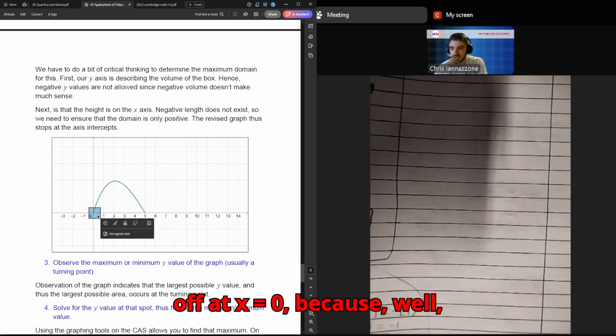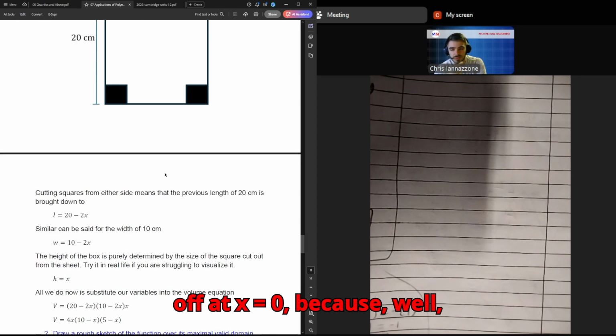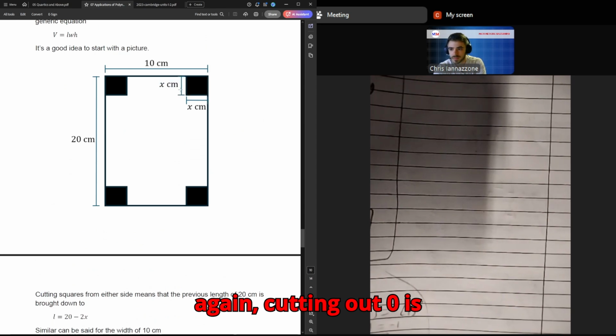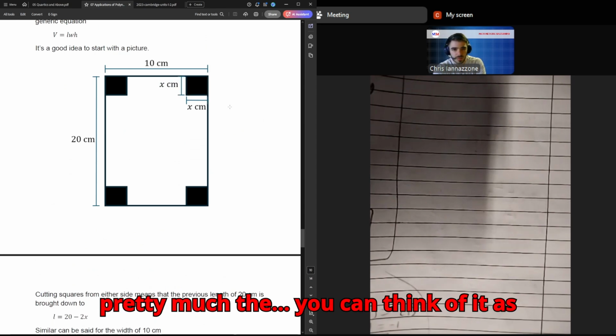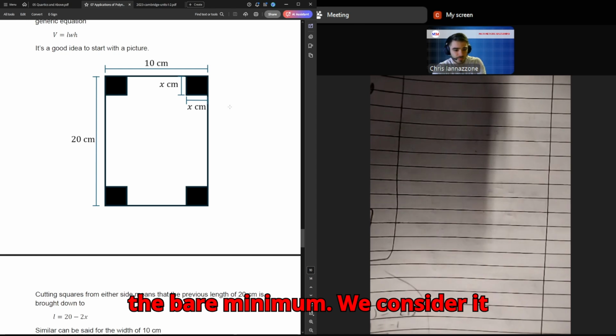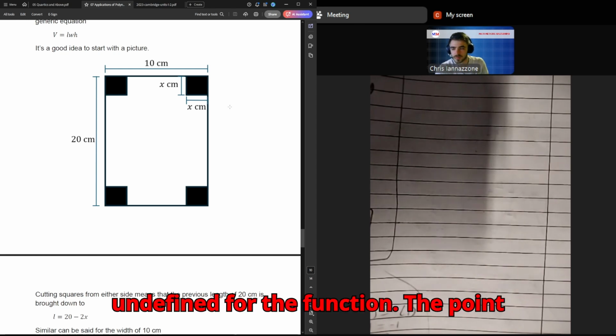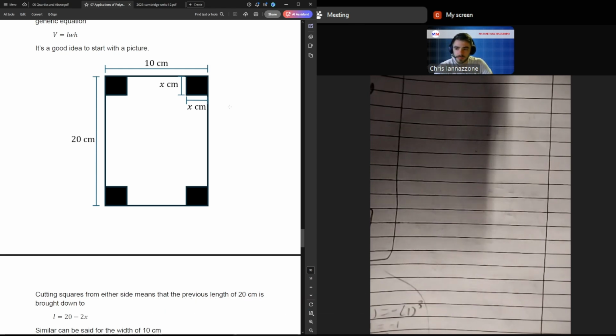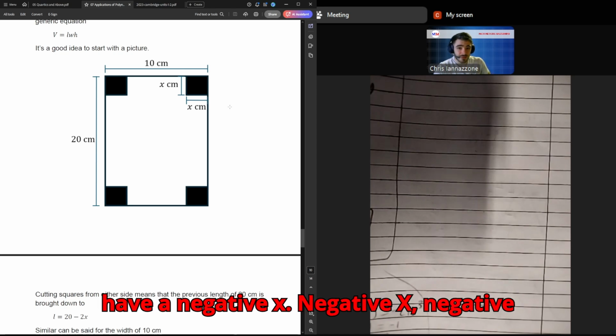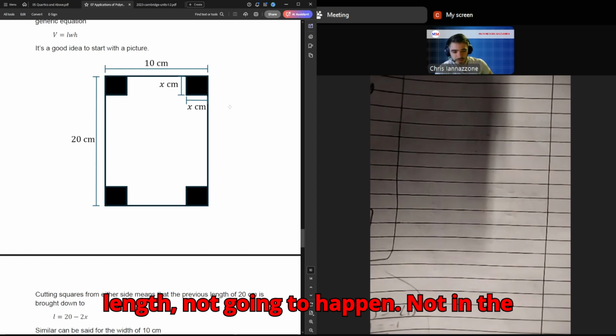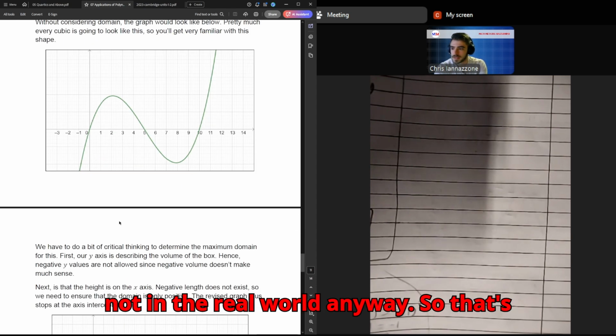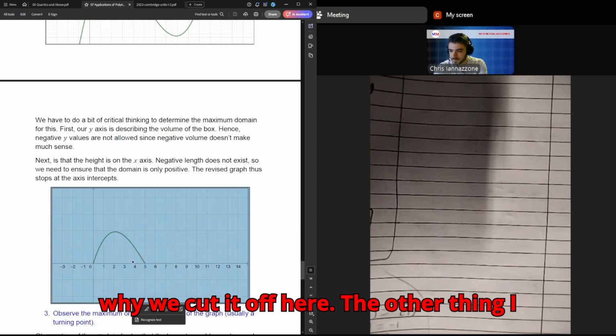We should also cut it off at x equals 0 because, again, cutting out 0 is pretty much the bare minimum. We consider it undefined for the function. The point really being is that you don't want to have a negative x. Negative x, negative length, not going to happen. Not in the real world anyway. So that's why we cut it off here.